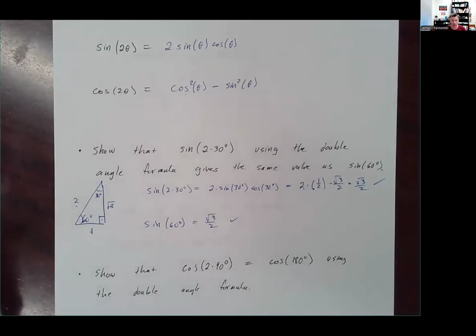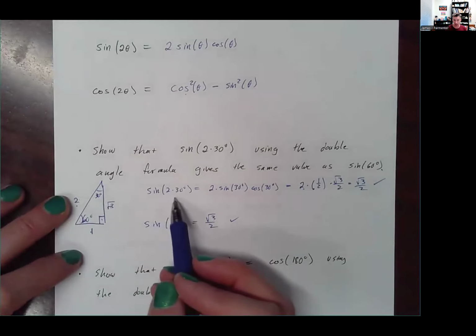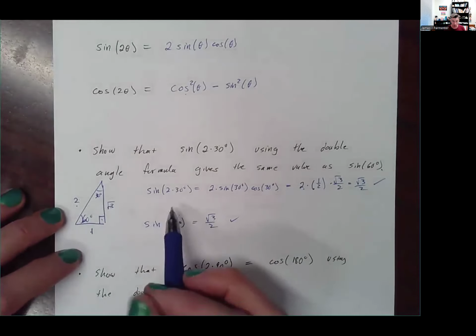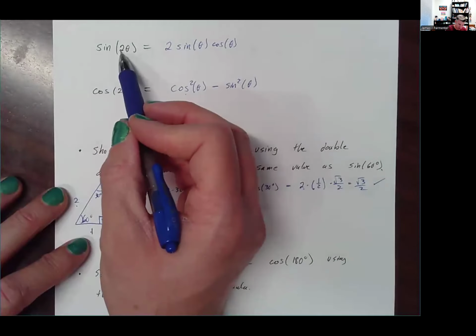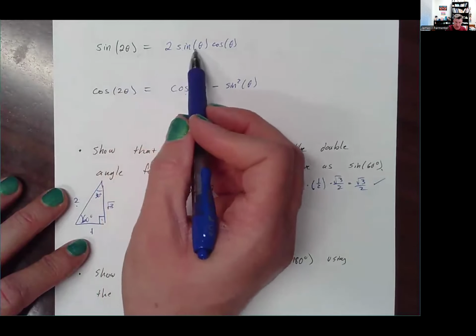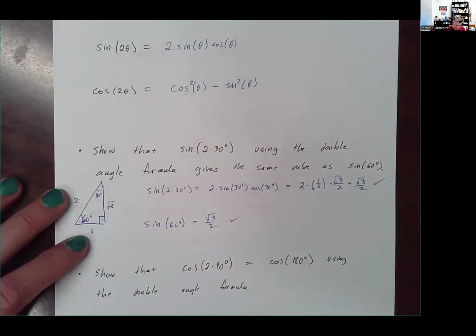All this does is show us that it is actually correct to use this double angle formula, right? It's always true that sine of double one angle is equal to 2 times sine of the original angle times cosine of the original angle.